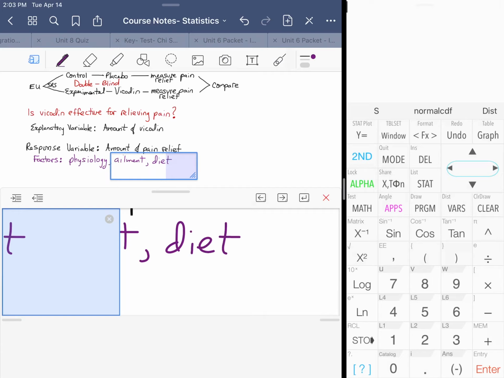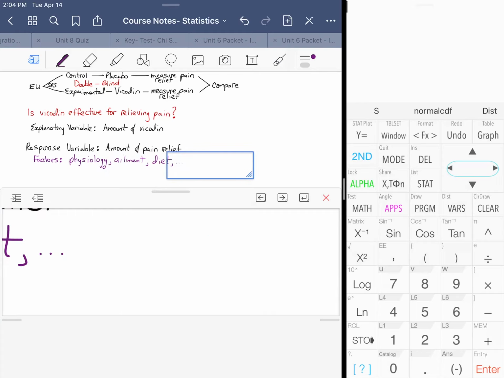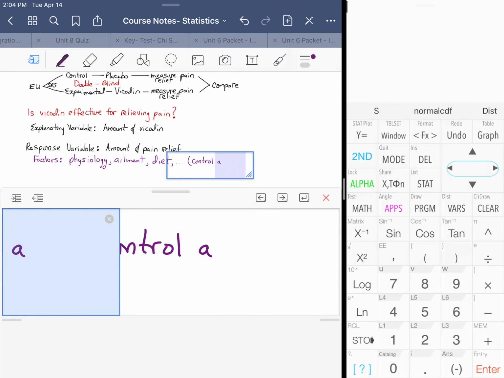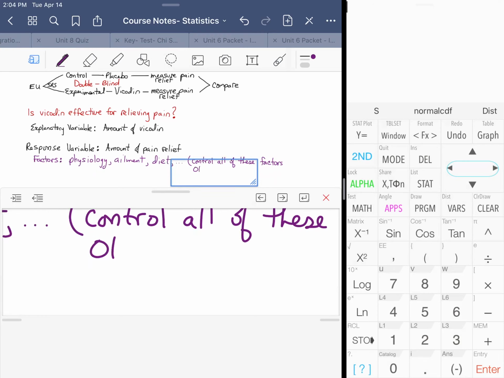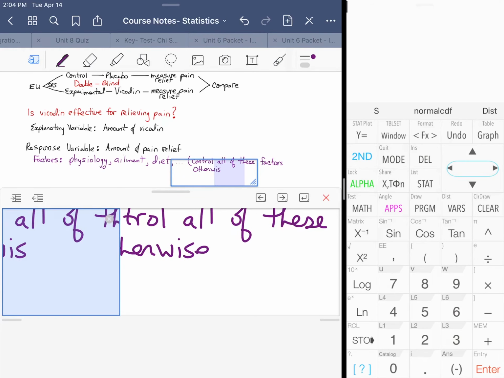All right. So, yeah, those things might come into play. And so we list a few of them, but the idea behind listing any of the factors would be to get at anything that might become a lurking variable, because these are the things that we want to control. In a proper study, we want to control all of these factors lest they become lurking variables. Otherwise, they become lurking variables.